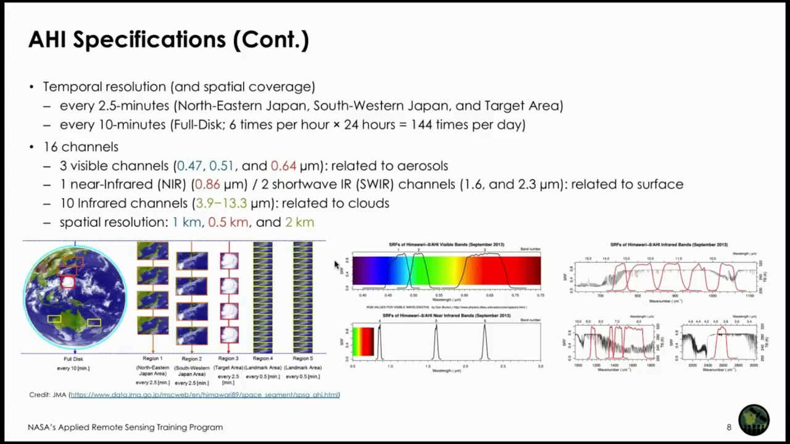The temporal resolutions are different according to the measurement mode. The first, the focus mode over the Japan area, has a measurement every 2.5 minutes. The full disk mode, covering East Asia and Oceania, has a measurement every 10 minutes. So for the full disk measurement, we can get a total of 144 times per day.